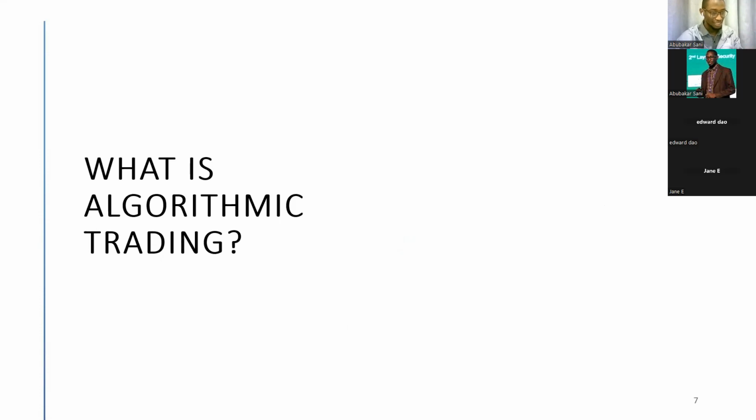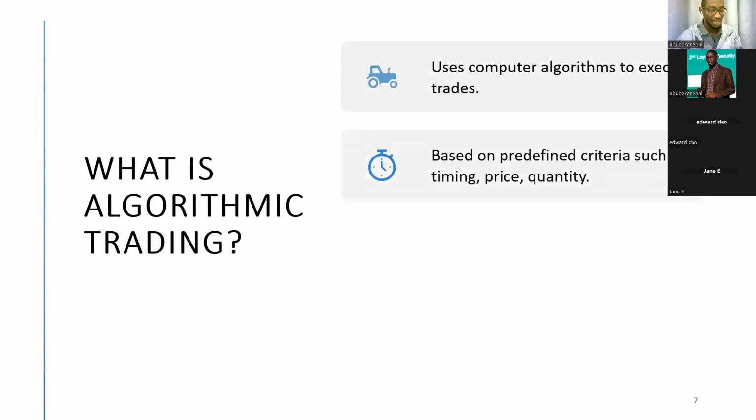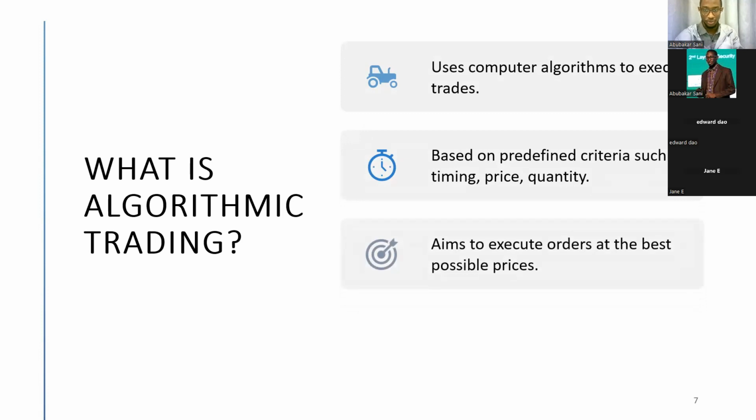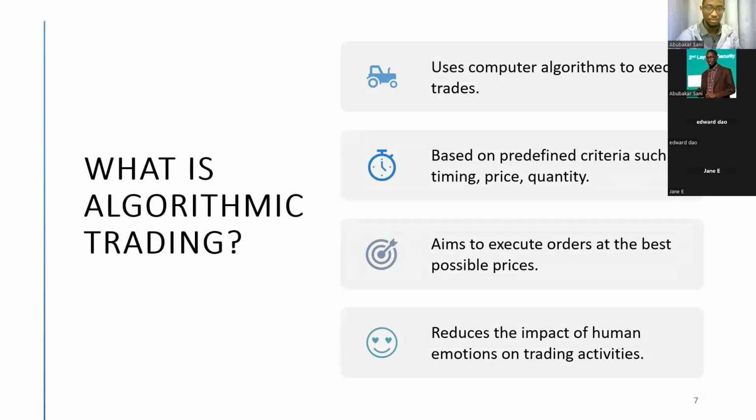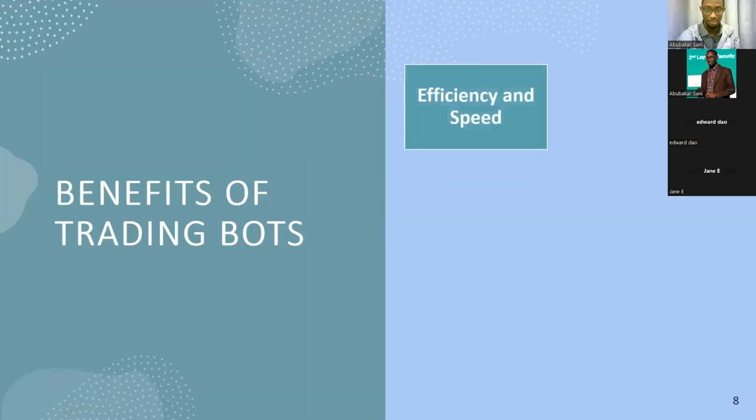So this is what algorithmic trading is all about. You use your computer algorithm to execute the trades, and it is done based on some predefined criteria which we're going to set. It aims to execute orders at the best possible rates. Sometimes if you are the one executing the trade, there could be an opportunity, but you are sleeping, or you are busy picking a call, or you are at work. You will miss that opportunity. But this is going to be there, watching out for everything.